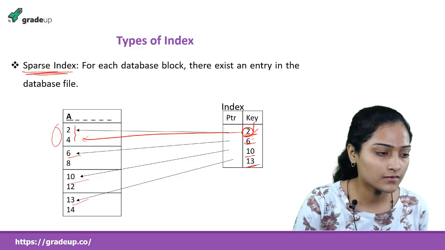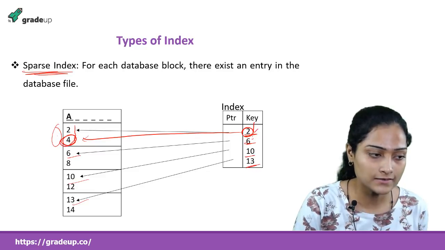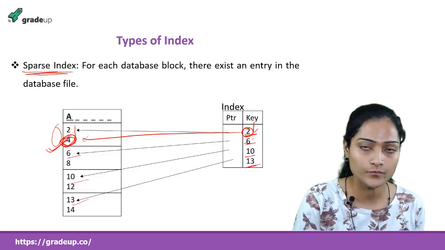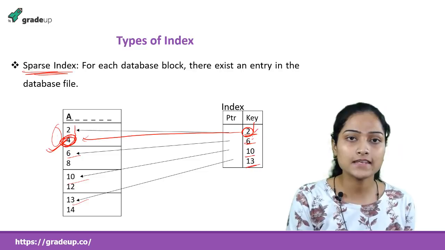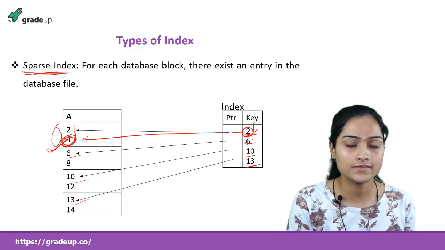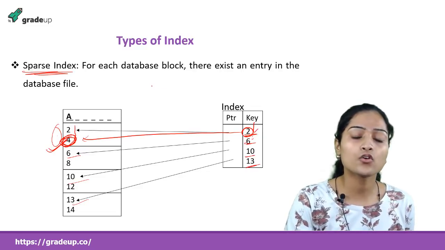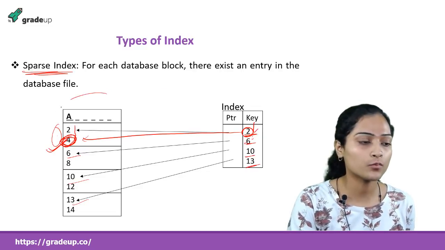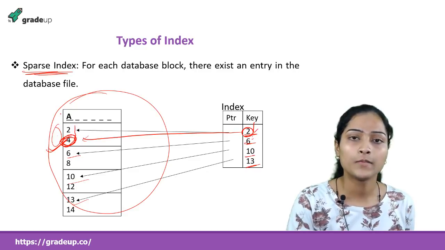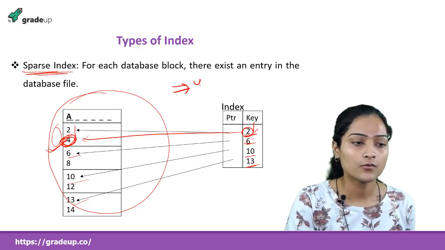Is 2 there? Is 4 there? Yes. I can access this record. So I can clearly see the cost is comparatively decreased. Suppose you are not using indexing, then the cost for accessing will be that you have to bring this whole table into your main memory. The cost will be 4 blocks.